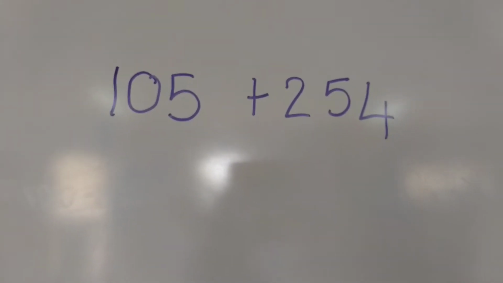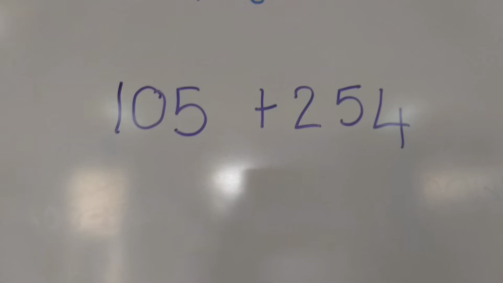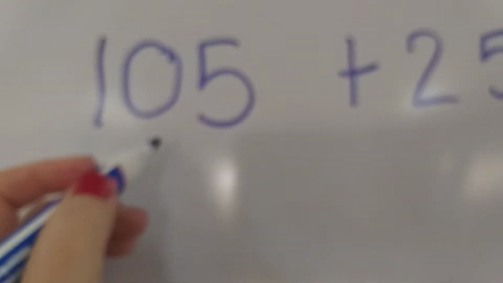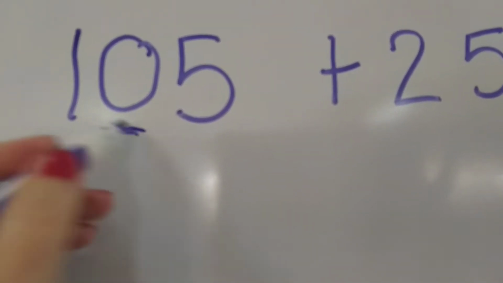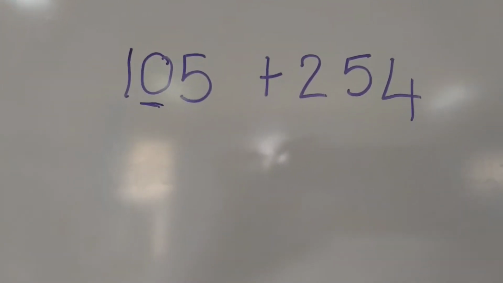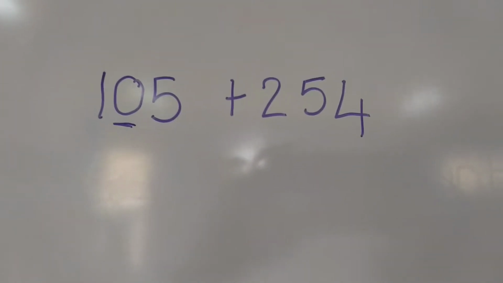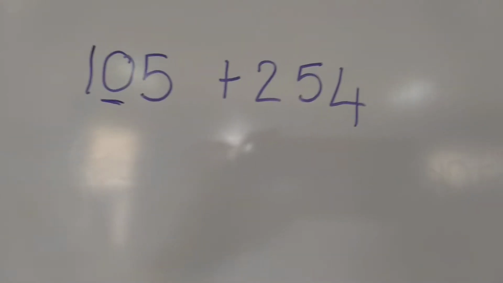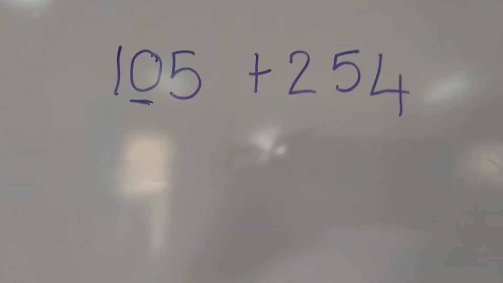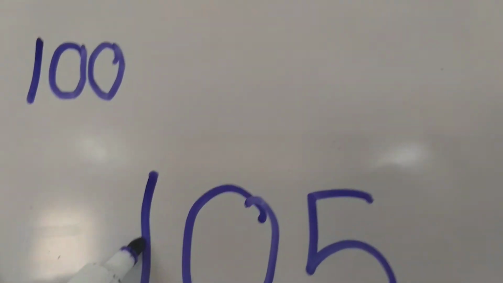105 plus 254. The reason why I've included this number here is because it has a 0. And what do I always say about zeros? Don't get weird about zeros. Don't have a nervous breakdown because you see a 0. Remember 0 is just another number. It means nothing. There's nothing. Just like I've shown you in the previous example, break it down. So here we have 100.